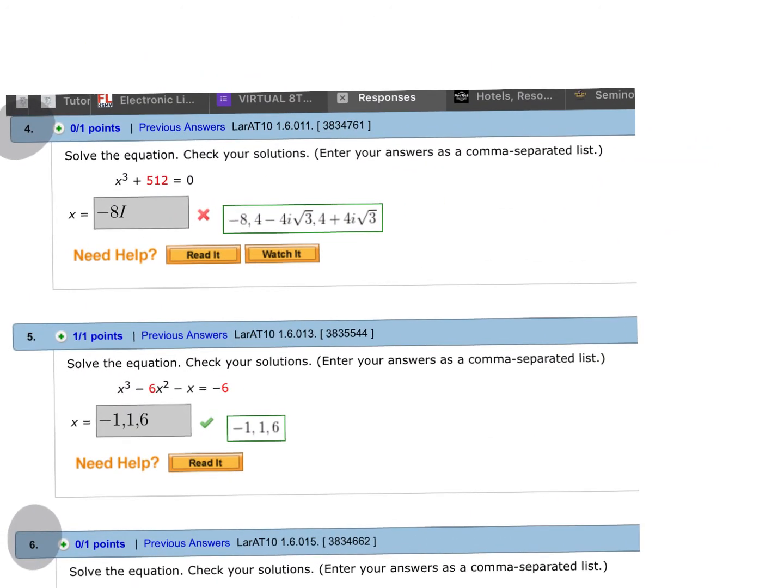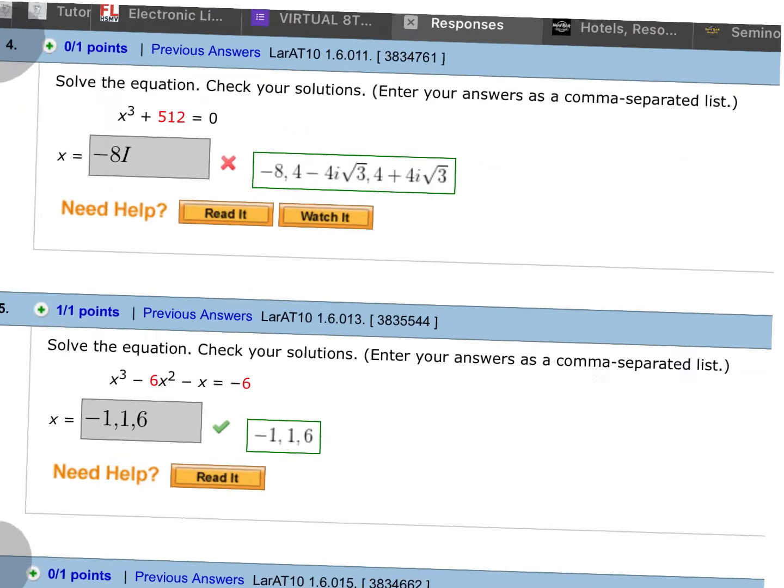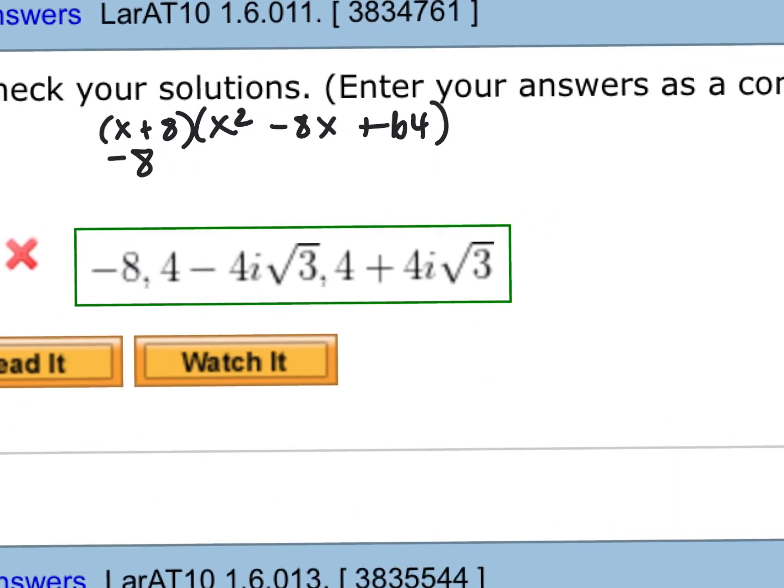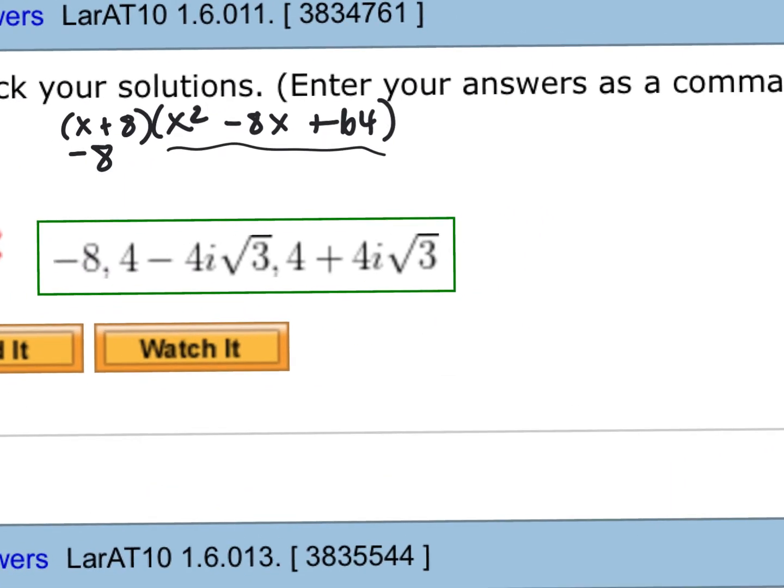All right, this one. Okay, so for number 4, this is actually 2 perfect cubes. So you have to cube root, and then it's x plus 8, x squared minus 8x plus 64. So then this is one of your answers, negative 8. But then this, you've got to use the quadratic formula on. So negative b plus and minus the square root of b squared minus 4 times a times c all over 2 times a, 8.